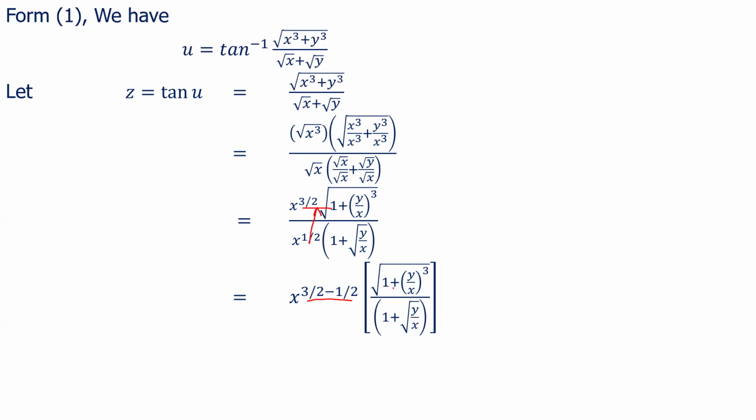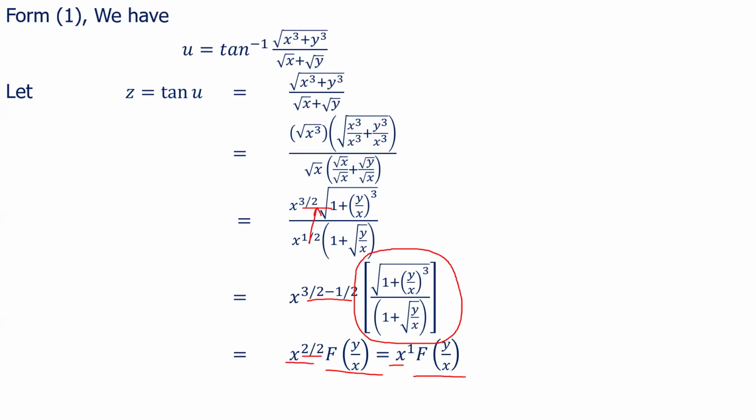And the remaining term is root of (1 + y/x)³ whole divided by 1 + root of y/x. So this is the term which has the power 0, so we can write it as f of y by x. And again, 3/2 minus 1/2 is 2/2, so x to the power 2/2 means x to the power 1 and f of y by x.